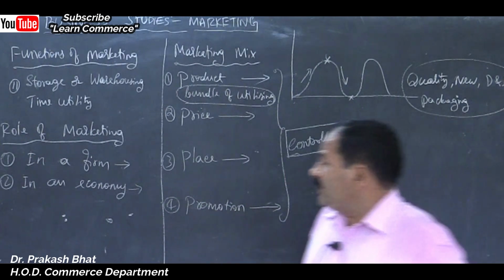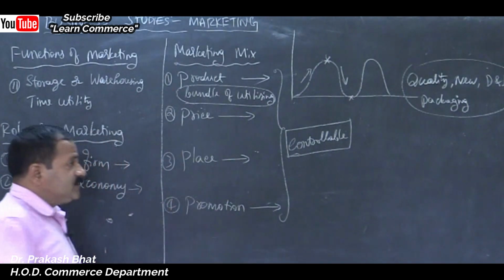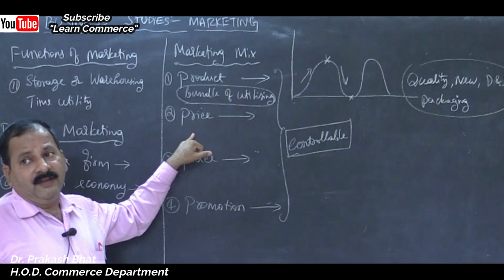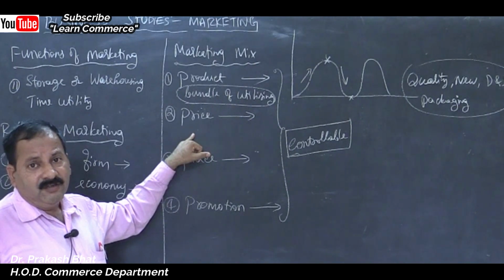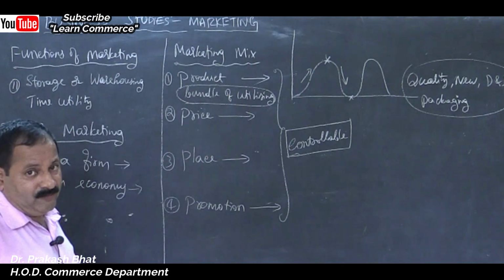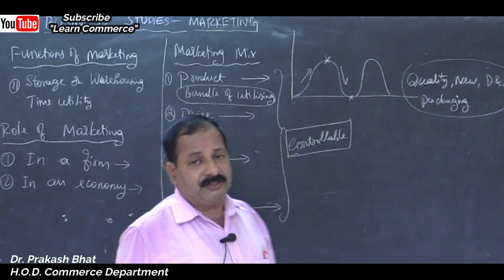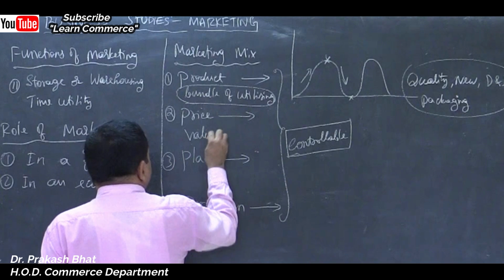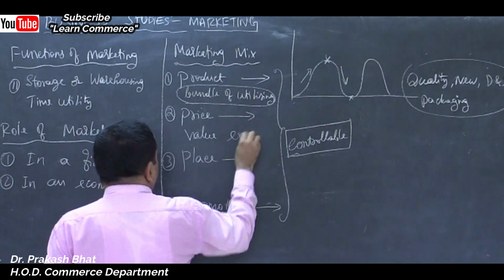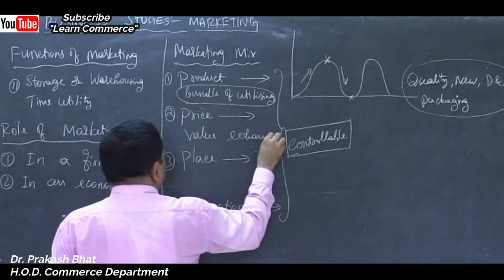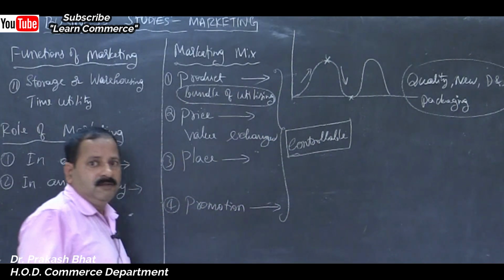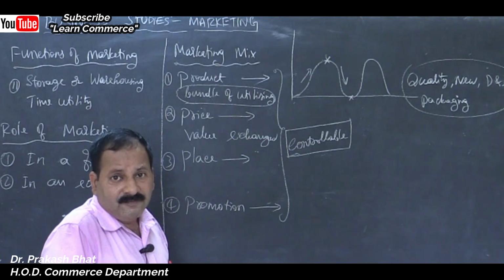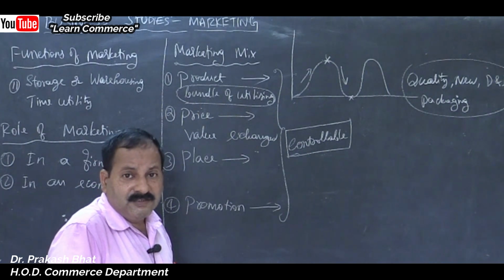Price is the amount of value that is given by the customer in exchange of the product. When a customer purchases the product, he will give some amount in exchange, the consideration for the product, isn't it? That is called value in exchange. Value exchanged for the product is called price. So there are different types of prices. I already told you: odd pricing, skimming price, penetration price, psychological pricing, isn't it?